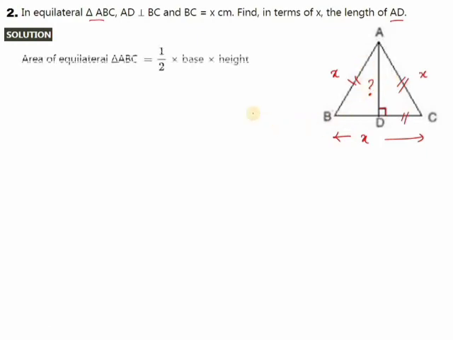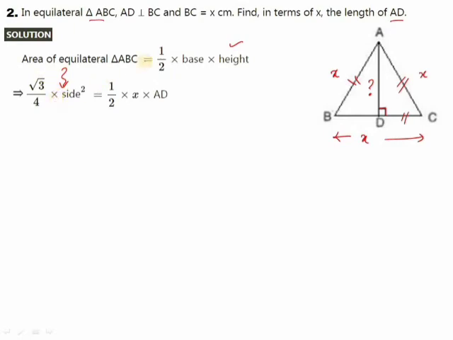All of you know the area of a triangle is half into base into height. Now see here carefully. The formula for calculating the area of an equilateral triangle is root 3 by 4 into side square. This formula is valid only for an equilateral triangle, whereas the other formula for area is for all triangles.